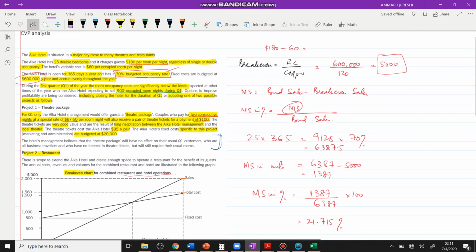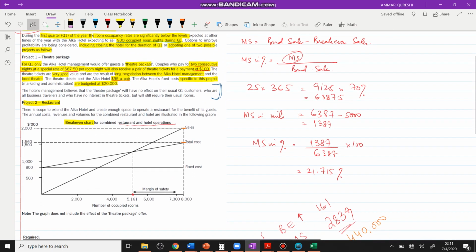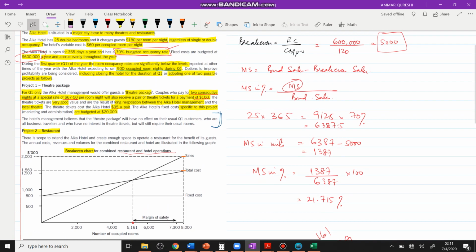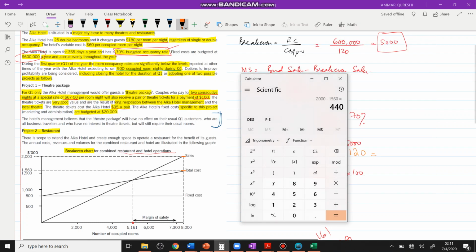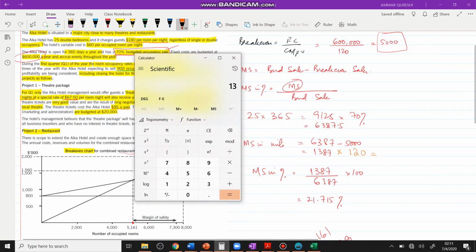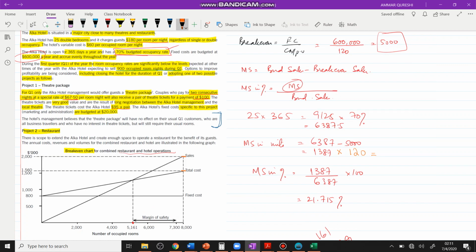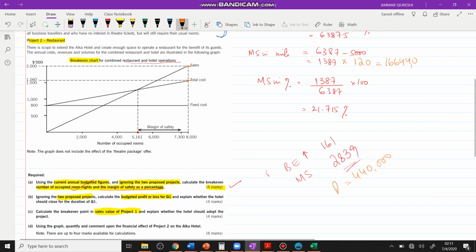And what is the profit currently? It's not given here. But current profit is, see, margin of safety is 1387 units. So if you multiply this figure with the contribution per unit of 120, you will get the profit, right? So current profit is 1387 multiplied by 120. So current profit is 166,440, right? And the new profit is approximately 440,000.